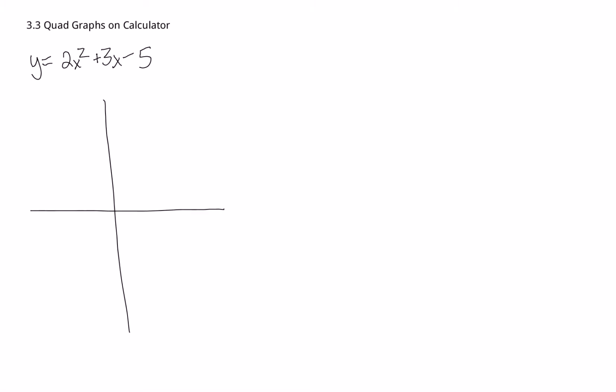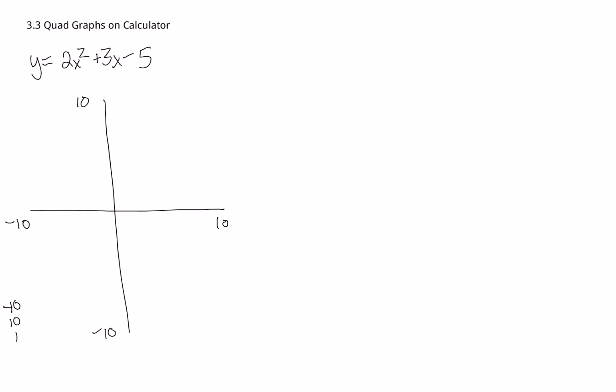If your graph is skewed, sometimes your window setting is messed up so you don't see the normal graph. Our normal window setting should go from negative 10 to positive 10 in the x direction, and from negative 10 to positive 10 in the y direction. If your window isn't set like that, you can go to the window button and actually put those numbers in. So you want it to go from negative 10 for x minimum, positive 10 for x maximum.